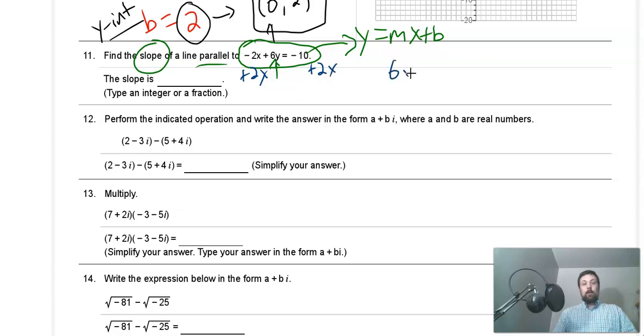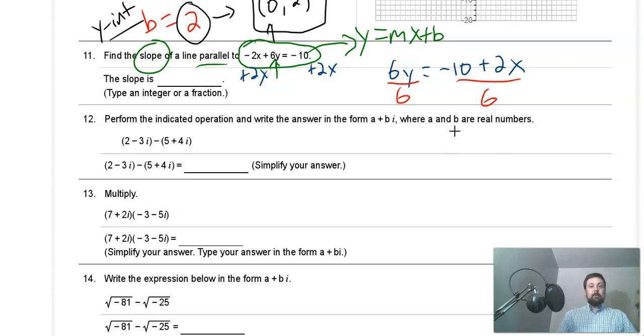And I get 6y equals, I just leave it like this, -10 plus 2x. In this case, I'm really tempted to put the 2x in front of the -10. It would look a little better that way, but I'm just going to leave it like this. All right. Then to get y by itself, you divide by 6.